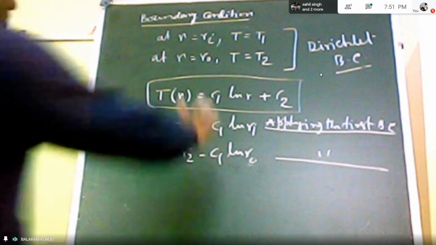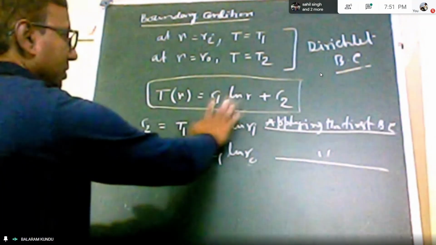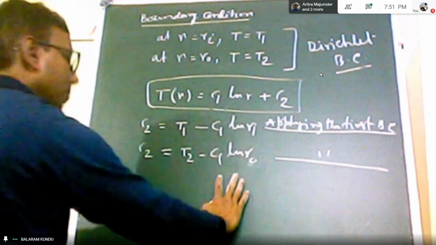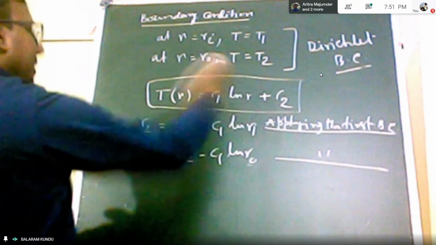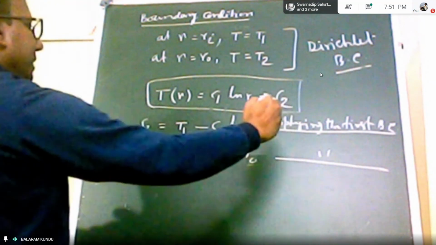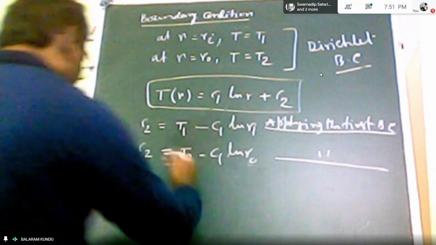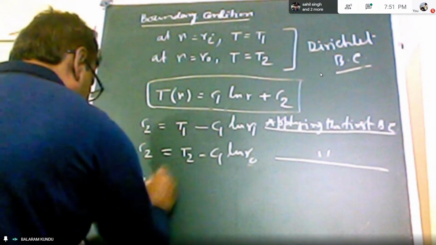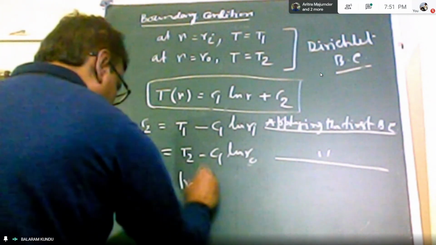So your temperature expression, this C1, C2 will be determined by using the boundary condition. So C1, C2 are known. After knowing C1, C2, we can proceed to determine the heat transfer rate. So how can we get the heat transfer rate? The heat transfer rate can be determined by using the Fourier's law of heat conduction.